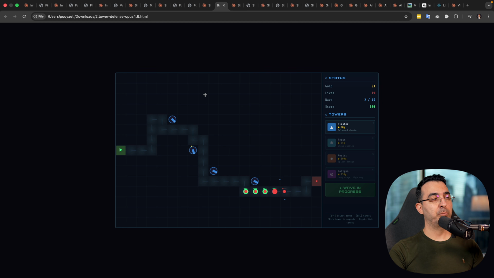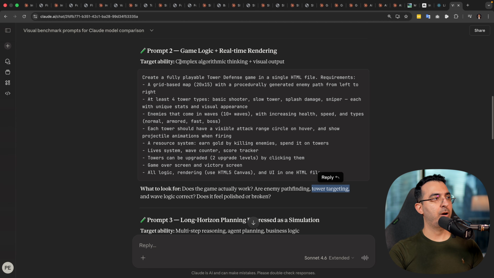But I think more or less Sonnet 4.6 and Opus 4.6 were very close in this project. And even at some point, Sonnet 4.6 was much better than Opus 4.6. So regarding complex algorithm thinking and visual output, more or less Sonnet 4.6 and Opus 4.6 were close to each other. Slightly, I can say in some areas, Sonnet 4.6 was slightly better.